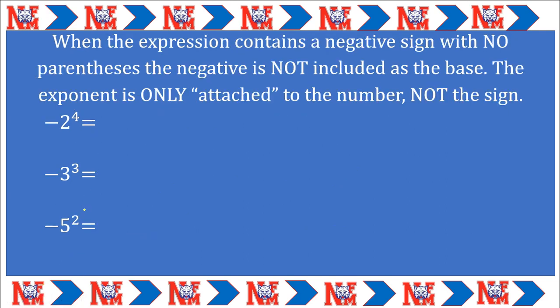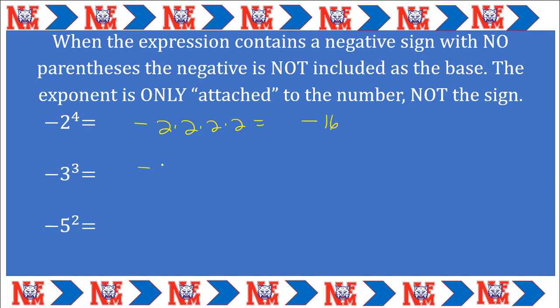Now we're going to look at these. They look similar to the previous ones, but our exponent is only attached to these bases of 2, 3, and 5. So we have negative, and then we have 2 times 2 times 2 times 2. So we get negative 16.